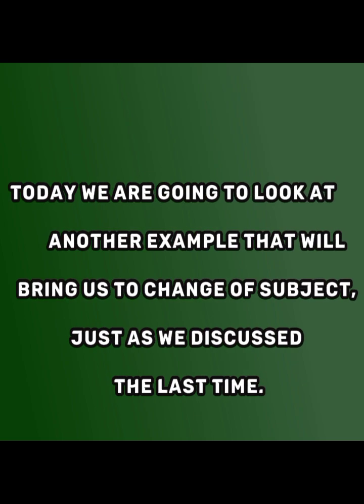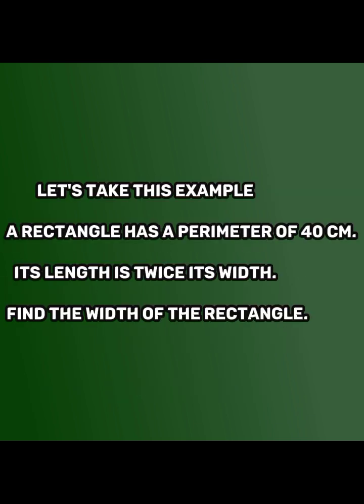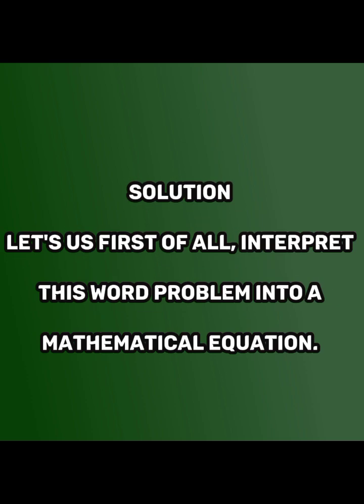Today we are going to look at another example that will bring us to change of subject, just as we discussed the last time. Are you ready? So let's take this example. It says a rectangle has a perimeter of 40 cm. Its length is twice its width. Find the width of the rectangle.